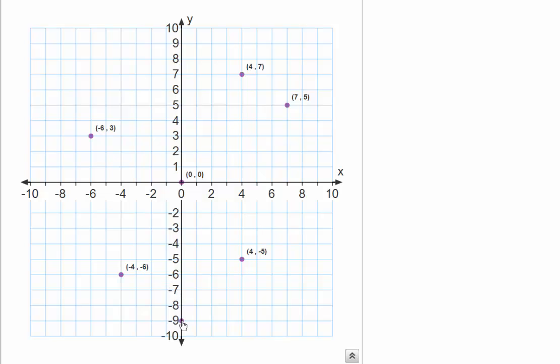What about a point here? First of all, it's not located in any quadrant. We would consider this to be located on the y-axis. What about its ordered pair? If I start at the origin, I don't go in either direction on the x-axis, so it has an x-coordinate of 0. To find the y-coordinate, we go down to -9. So this should have the ordered pair 0, -9. That is a brief introduction into the coordinate plane.